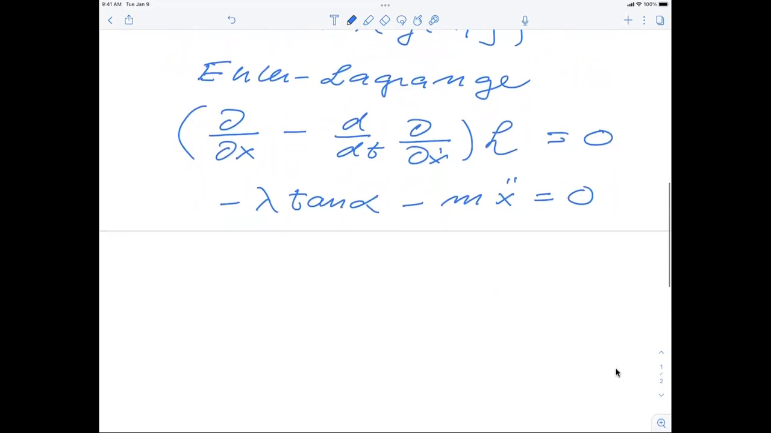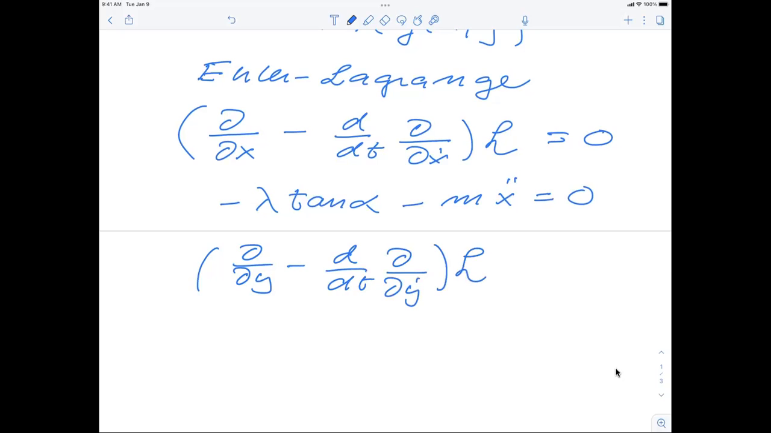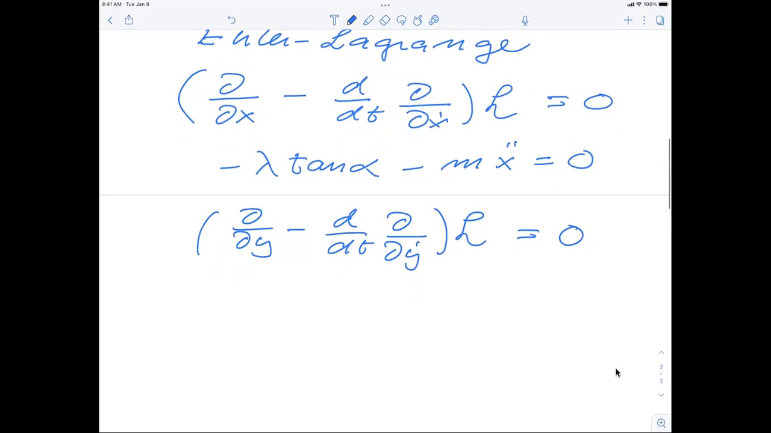Then I can do the same thing with y. So if I take d/dy minus d/dt of the derivative with respect to y dot, acting on L and put that to 0, what I'm getting then is a new equation which simply runs like this: 0 is equal to minus m times y second derivative minus m g plus this lambda. So this doesn't look like any kind of thing which we can use.